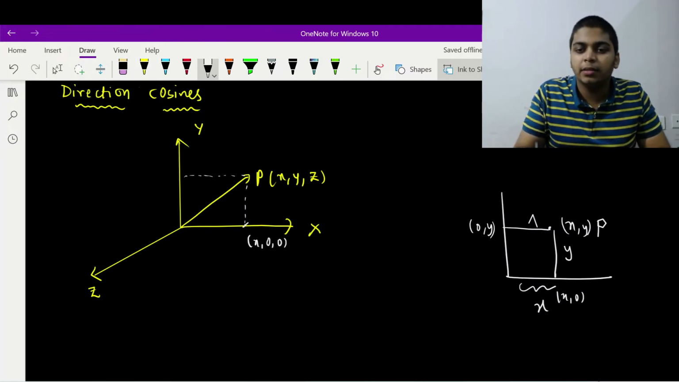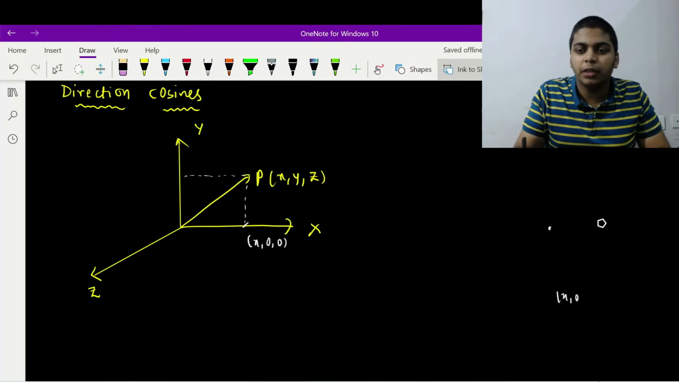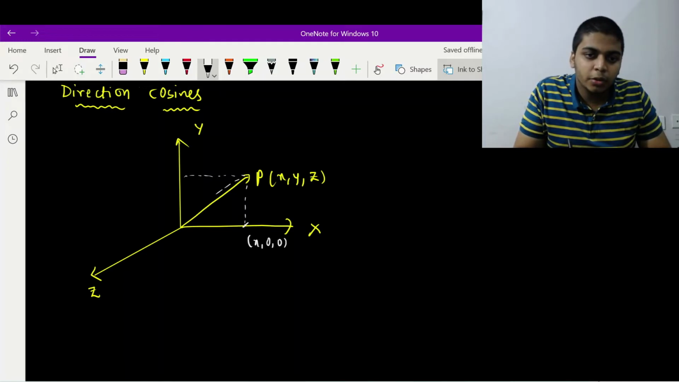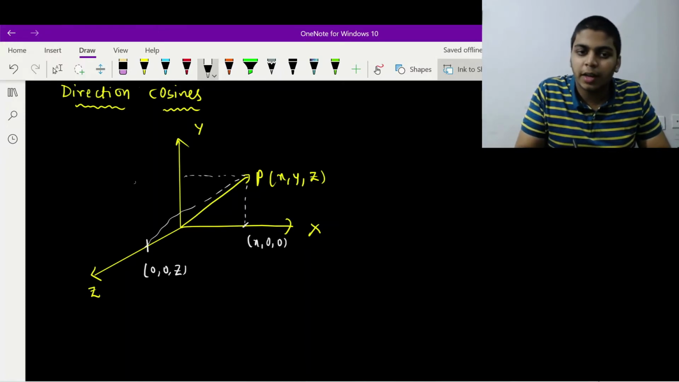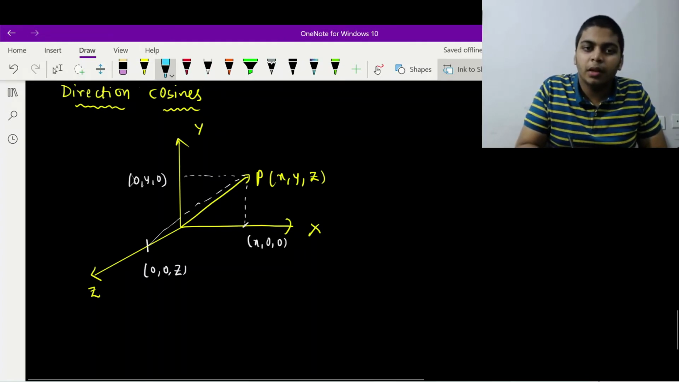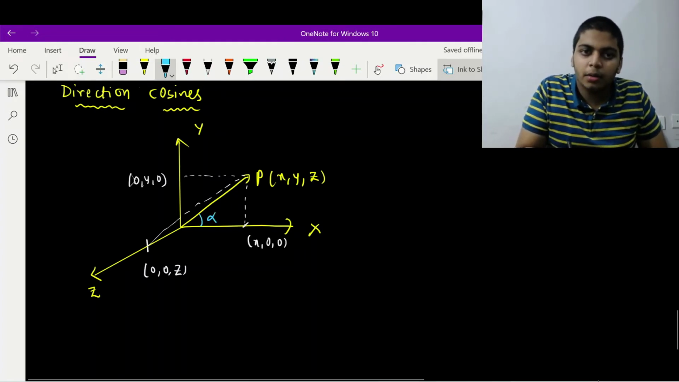Similarly, now we'll look at a 3D coordinate system. The same projection on the z-axis will be 0 comma 0 comma z, and the same projection on the y-axis can be 0 comma y comma 0. So if this vector is making some angle alpha with your x-axis, angle beta with your y-axis, and some angle gamma with your z-axis.